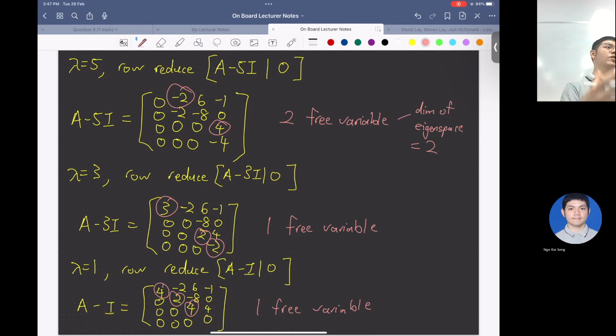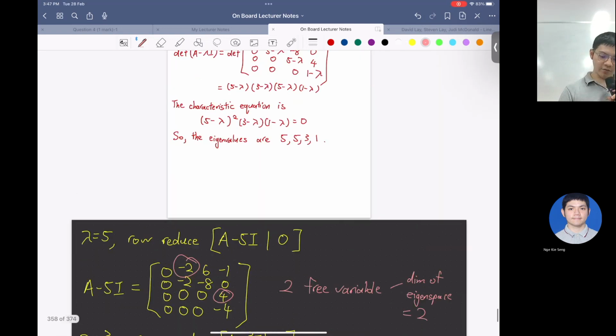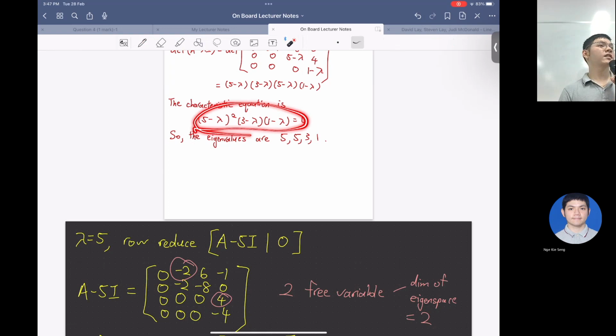Last time we talked about the eigenspace, right? It is the null space of A minus lambda I. Did we talk about the eigenspace? Yeah, the null space of A minus lambda I is the eigenspace because this gives the eigenvectors. So the dimension here is 2, the dimension here is 1, and the dimension here is 1. And then you should link this 2, 1, 1 back to the multiplicity here.